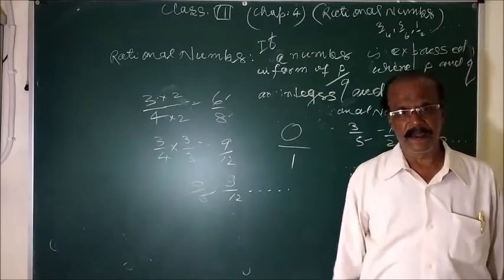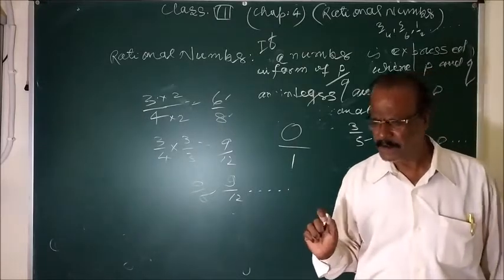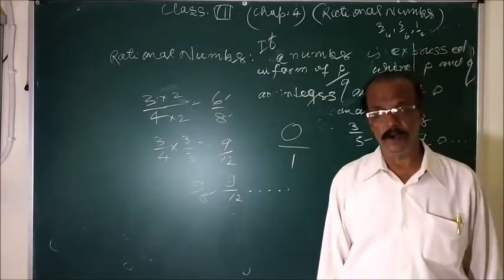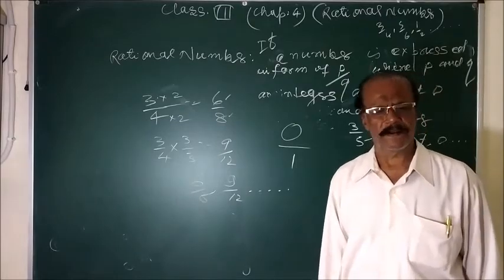Now, a rational number has two parts, numerator and denominator. I have explained. You will try to solve, and if you contact me, I will solve your doubts.